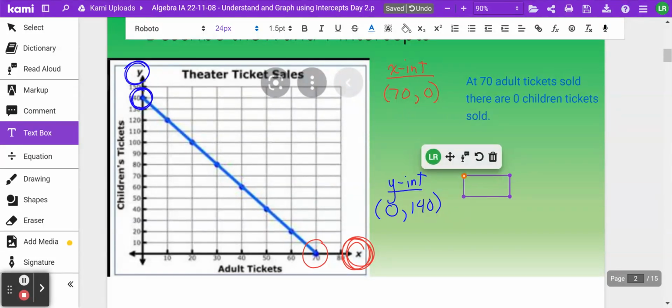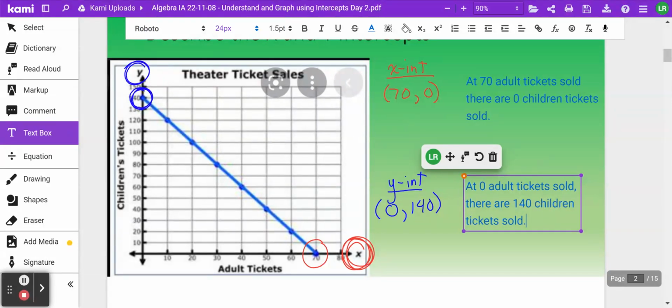And for the y-intercept, the only thing that's going to change isn't necessarily the format, but the numbers in there. So now for a y-intercept, our x value is 0, so it'd be at 0 adult tickets sold. There are 140 children tickets sold. Okay? And that's how we would do that.